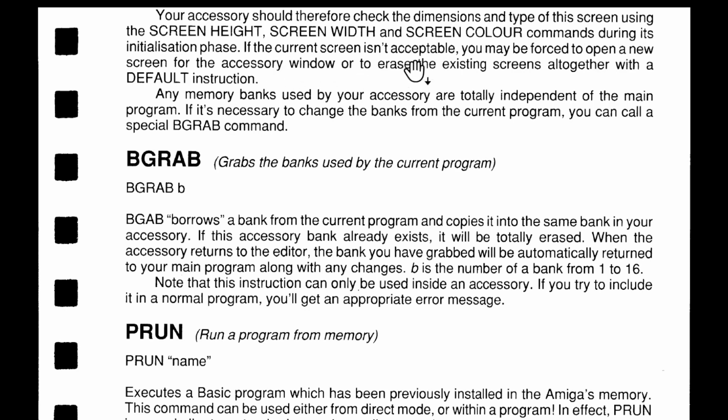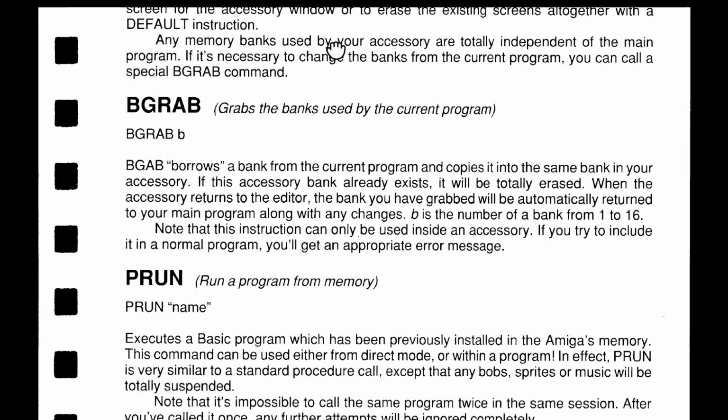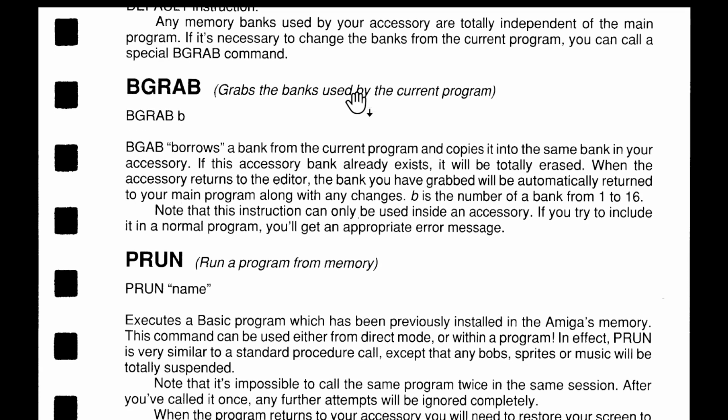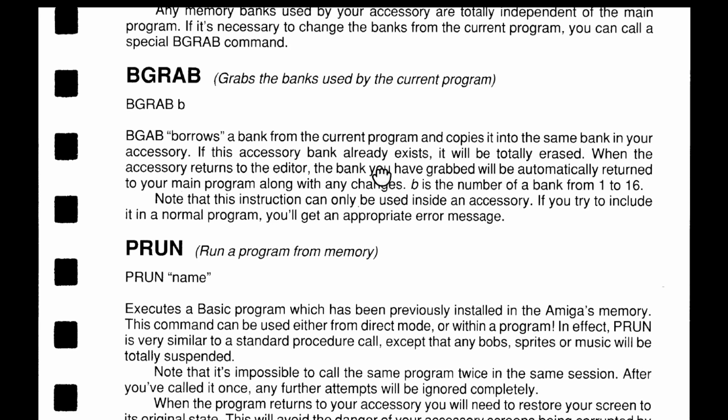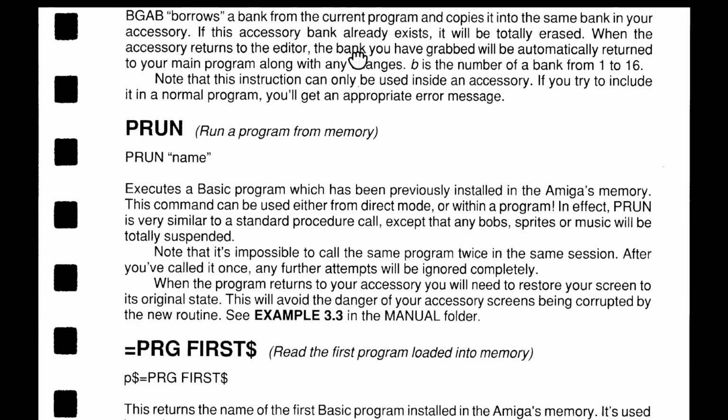If the current screen isn't acceptable, you may be forced to open a new screen for the accessory window or to erase the existing screens altogether with a Default instruction. Any memory banks used by your accessory are totally independent of the main program. If it's necessary to change the banks from the current program, you can call a special grab command. BGrab grabs the banks used by the current program. BGrab B borrows a bank from the current program and copies it into the same bank in your accessory. If this accessory bank already exists, it will be totally erased.